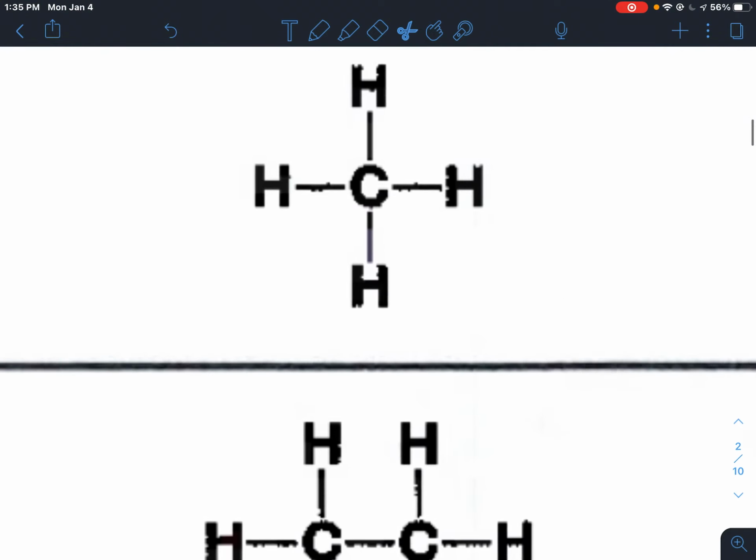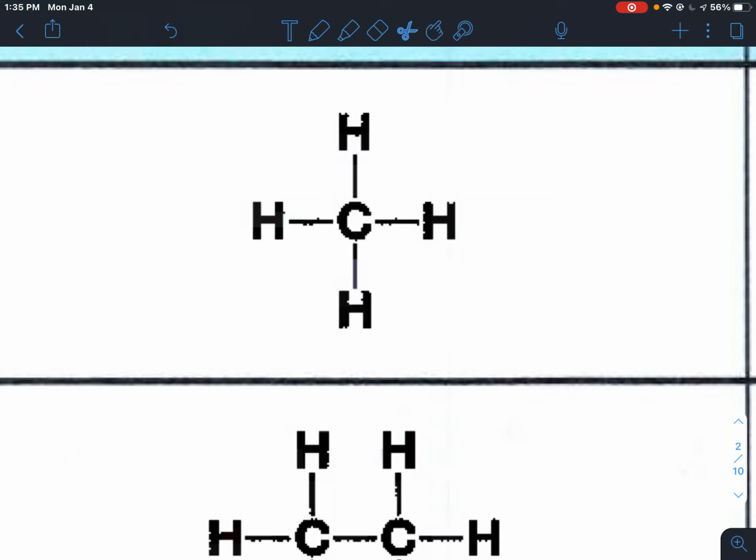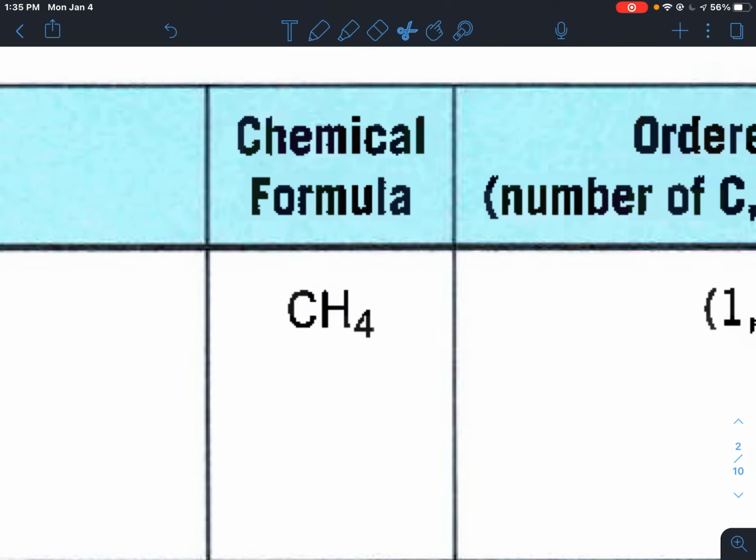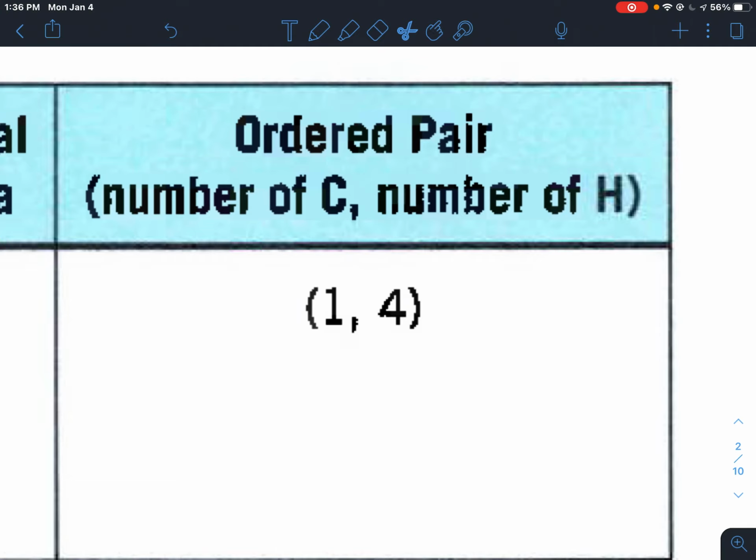Okay, so methane, here's the structural formula for it. See, one carbon atom and then 4 hydrogen atoms surrounding it with a single bond. So we represent it as a chemical formula, CH, and then the subscript 4. There's no subscript for the 1 on the C because it's just implied, just like when we have X, we don't write X to the first power. It's just implied that there's only one of the X's. And then the ordered pair will be 1, 4.